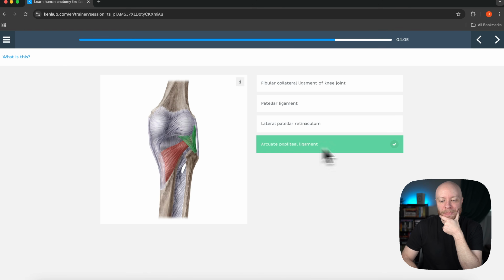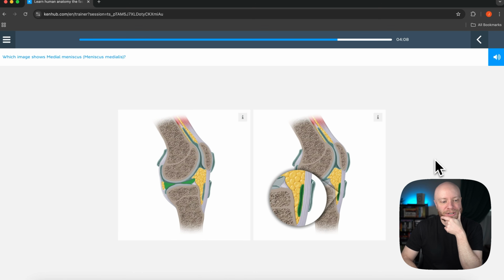This is the arcuate popliteal, correct. I knew you got it right. See, you're smart. Ooh, I love it. They're showing a view that we've never even seen. We saw it, but we didn't really focus on it.